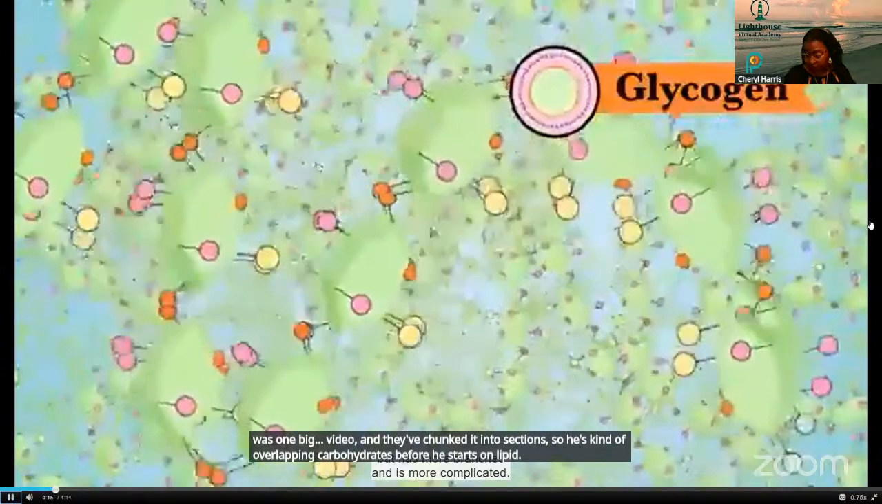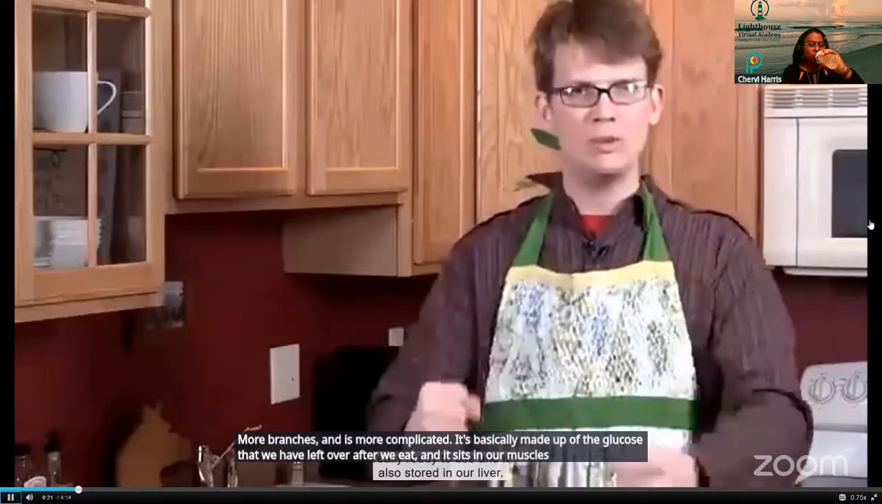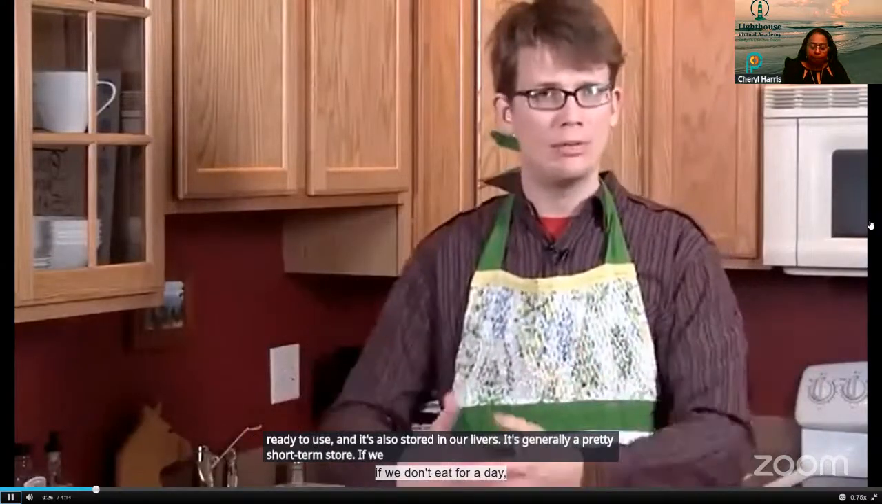More branches and is more complicated. It's basically made up of the glucose that we have left over after we eat, and it sits in our muscles really ready to use, and it's also stored in our livers. It's generally a pretty short-term store. If we don't eat for like a day, pretty much all of our glycogen gets depleted.